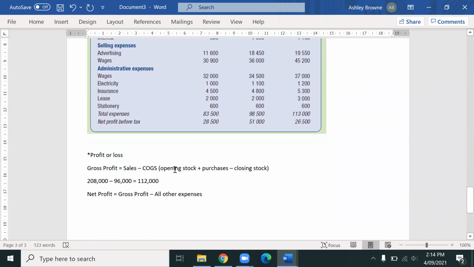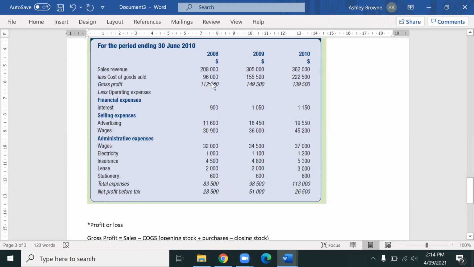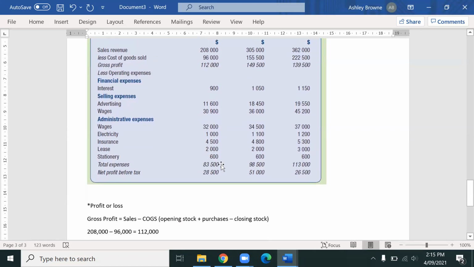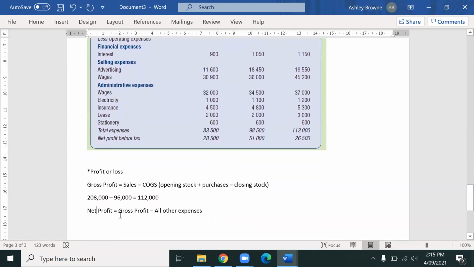How do we figure out net profit? It is real simple. It is your gross profit, 112,000, minus your total expenses, in this instance, 83,500. So I'll write it down here. Again, it's the gross profit. There it is, minus all other expenses, which are the total expenses, 83,500. And that arrives us with the figure for the net profit for this business in 2008 is 28,500. So that's our final profit.